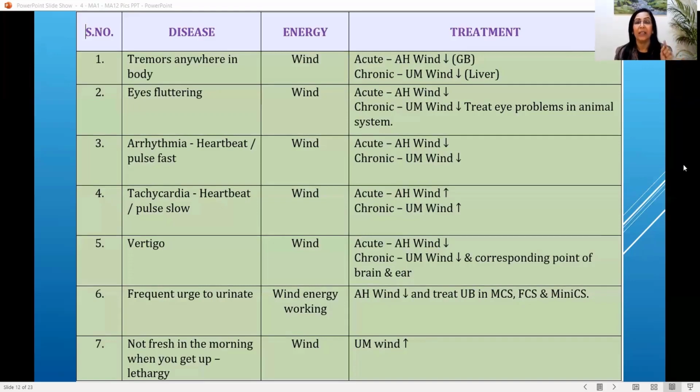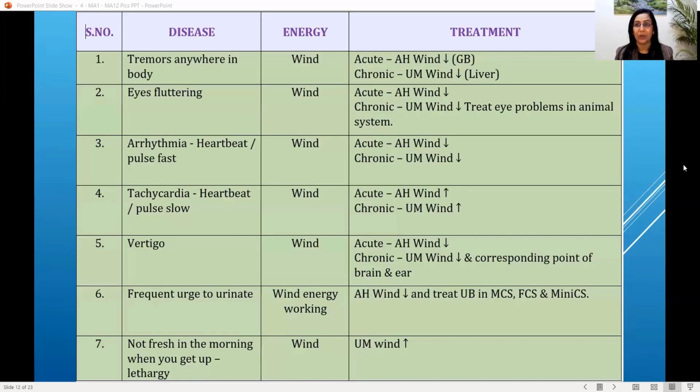Tachycardia is again a slow pulse, which is the opposite of arrhythmia, fast pulse, but it is also a case of movement. In this, because the movement is slow, we need to tonify the wind energy because the energy is less. So we have to increase the energy in the wind meridian, right? So for acute, in the gallbladder meridian, we will tonify, and for a chronic problem, we will tonify the liver meridian.